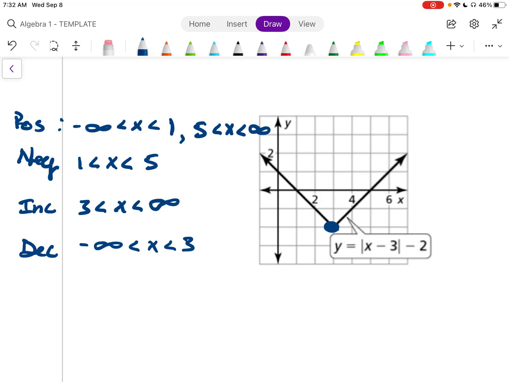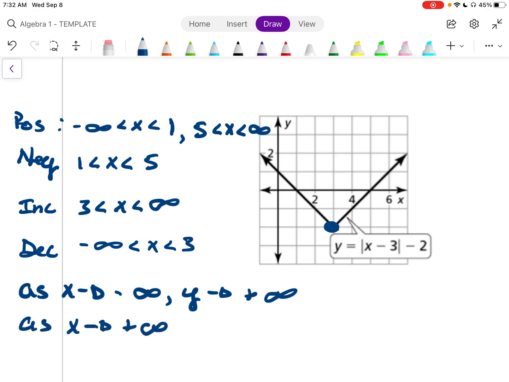In end behavior, we'll say as x approaches positive infinity. Ooh, I normally do negative infinity first, don't I? As x approaches negative infinity, y approaches. So as x goes really far to the left, y goes to positive infinity. It goes up. As x approaches positive infinity, y approaches. So as we go really far to the right, the graph goes up, so positive infinity again.